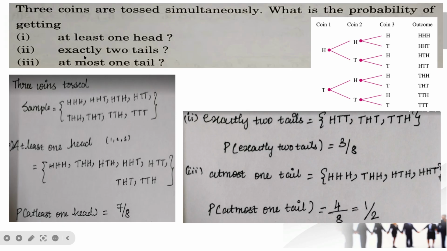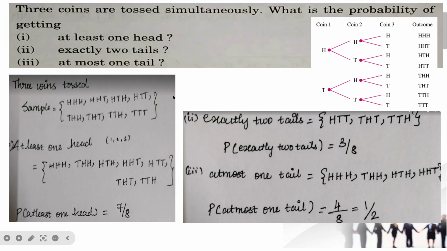Next, exactly 2 tails. Exactly 2 tails means wherever exactly 2 tails are coming, you should take. Mostly we will be getting confused with at least and at most. Exactly means you can directly write it. So these were the places where 2 tails were coming. So among 8 outcomes, 3 were exactly 2 tails. So probability of getting exactly 2 tails is 3 by 8.